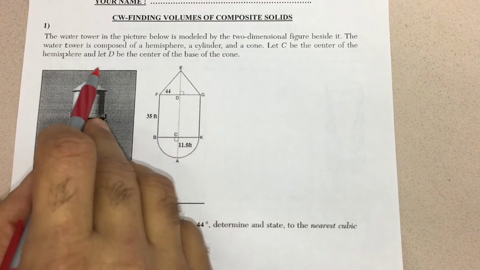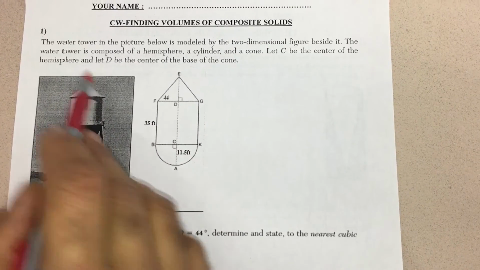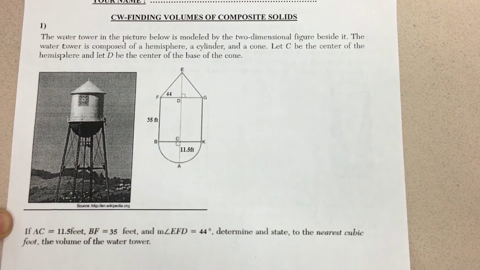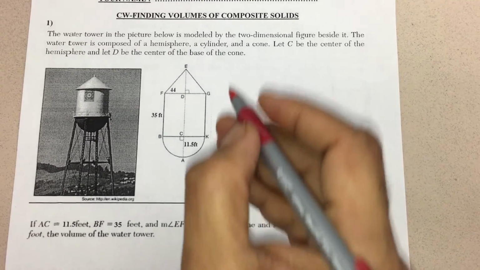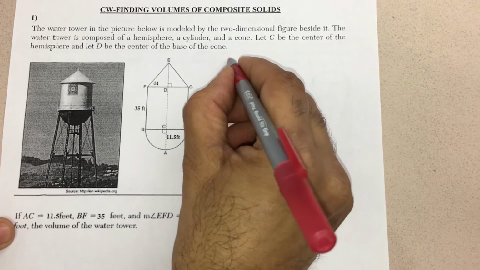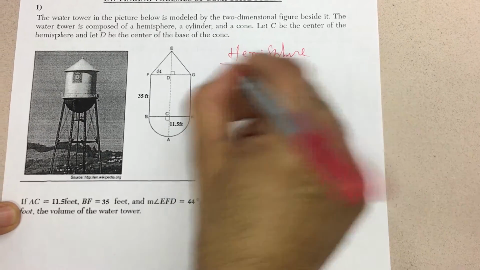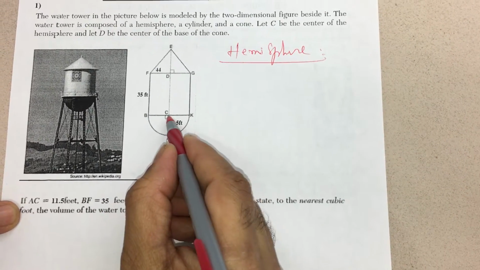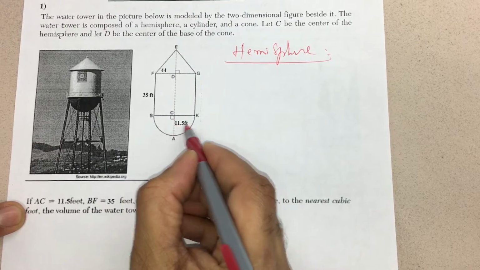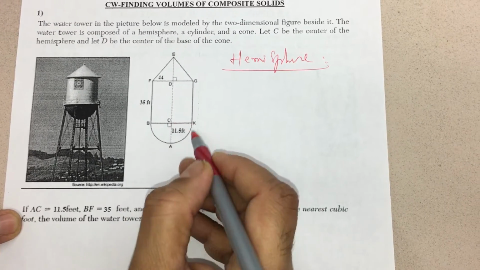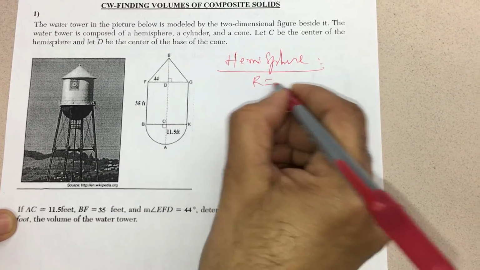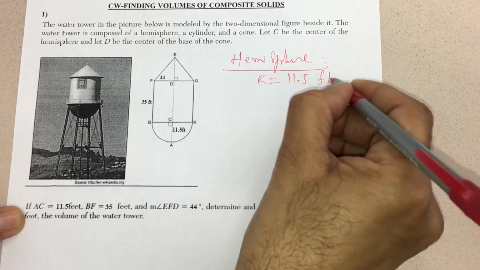Then we will get the volume of the entire tank. Then we can answer the remaining part of the question. For that, first I calculate the hemisphere. If you carefully observe the figure, the distance from here to here is 11.5. That is nothing but the radius. So the radius is 11.5 feet.